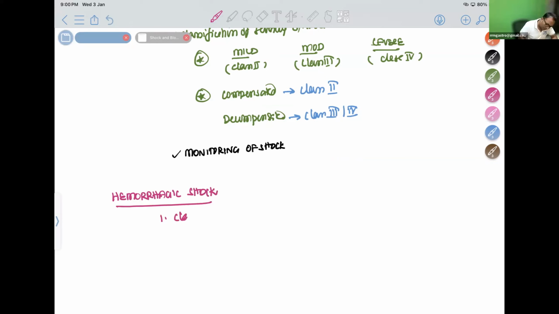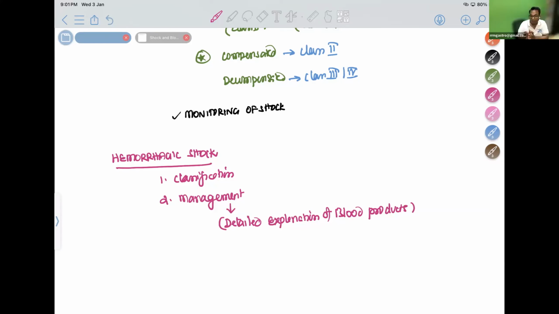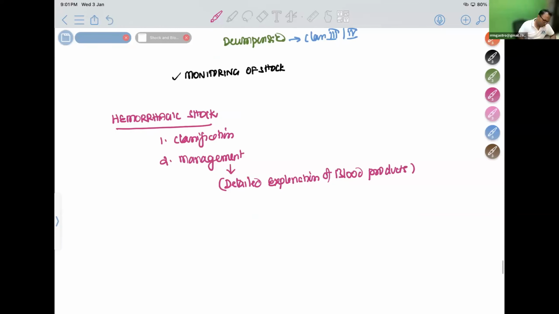So hemorrhagic shock classification. Class 1, class 2, class 3, class 4, you write the table. Number 2, management. I told you how to manage hemorrhagic shock, about the CRASH trial, IV fluids, blood. In that you can write a detailed explanation of blood products. If you have time, you can write it. Detailed explanation of blood products, what group we will do, what complications will happen in hemorrhagic shock, all those things you can write. But management of hemorrhagic shock is a very favorite initial question.